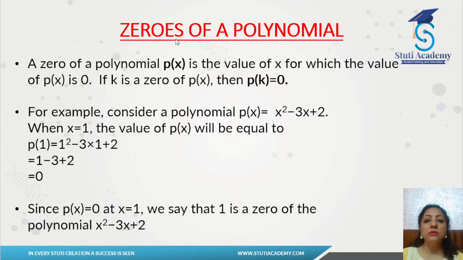Also, we had discussed the zeros of the polynomial. For example, if I have a polynomial x squared minus 3x plus 2, that particular value of x which is going to make the value of the polynomial 0 is called the zero of the polynomial. For example, if I put x equal to 1, I'm going to get p of 1, that means the value of the polynomial at 1, as 1 squared minus 3 into 1 plus 2. So this will become 0. So at x equal to 1, its value is 0, so we can say x equal to 1 is a zero of the polynomial.